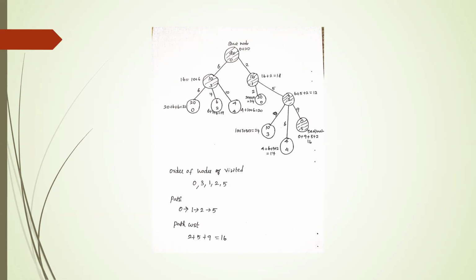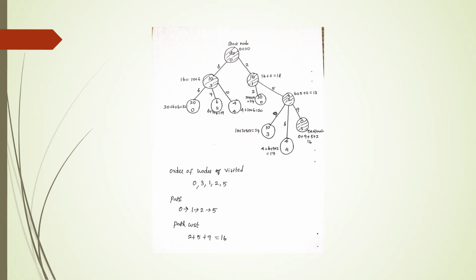Once a node is considered visited, we add its children. We add the children 0 and 2. Again we calculate the f of n values: this one is 13, this is 24. Comparing all the values, this is the lesser value. Then we add the children here and calculate the f of n values again. We compare with all other available nodes. At last the destination node has the lesser value, 16, so we visit it. Here the order of nodes visited is 0, 3, 1, 2, 5, but the path is 0, 1, 2, 5. This is about the path value.